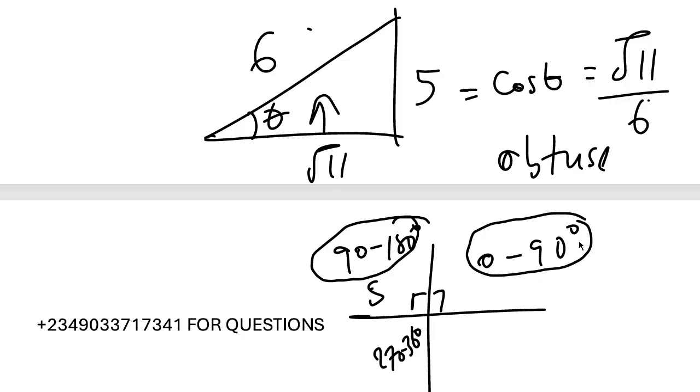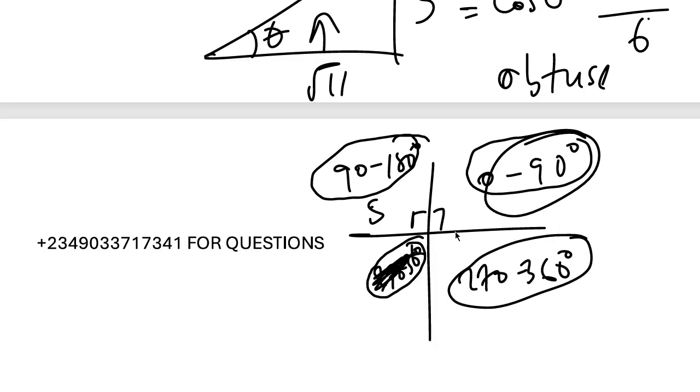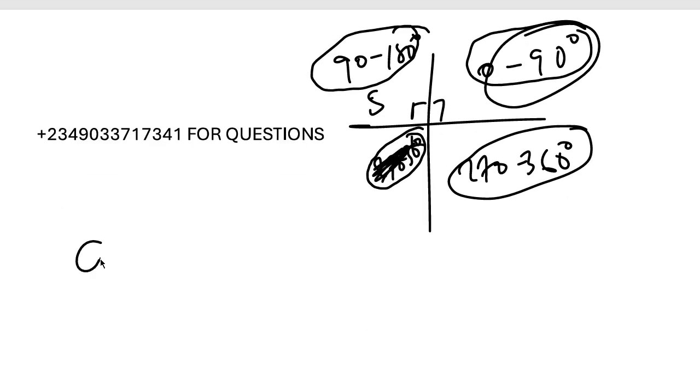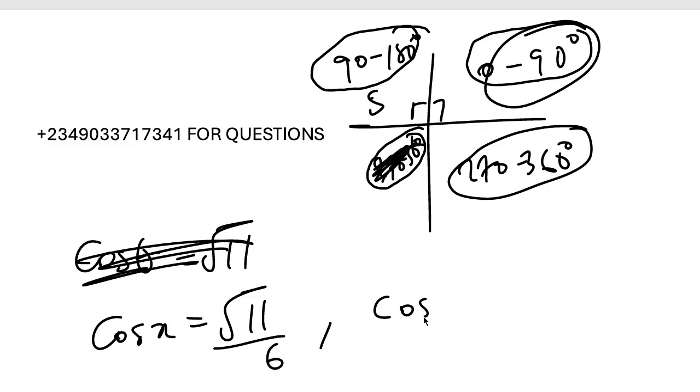degrees. That's if it's acute, and then within 270 and 360, which is over here. These are the two regions; any other region is negative. So it will be wrong if you ask for cos x and you say root 11 over 6. The answer is negative root 11 over 6.